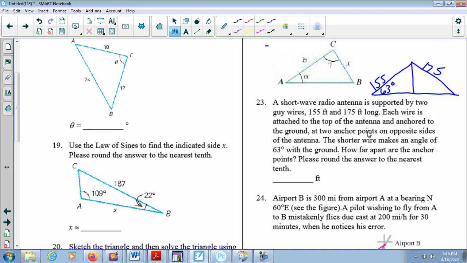They wanted us to know how far apart they are, so we would just use law of sines to figure out one of the angles, then find the other angle by subtracting, then use law of sines again for that. But like I said, there's not one like that on your test where you have to do guy wires. I just wanted you to know what a guy wire was.